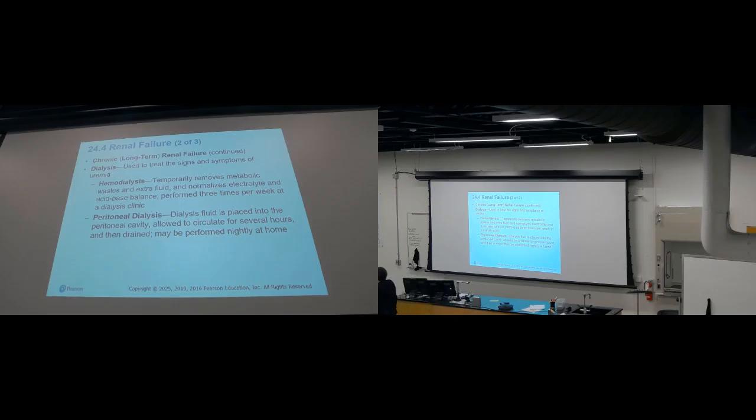We have 2 types of dialysis, hemodialysis and peritoneal dialysis. In hemodialysis, you have temporary removal of these metabolic wastes and extra fluid, and you'll have this dialysis done in a clinic 2 times a week. And then peritoneal dialysis is a treatment that is performed at home nightly, and you have a machine that helps you get rid of these wastes that is connected to the peritoneal cavity in the abdomen.